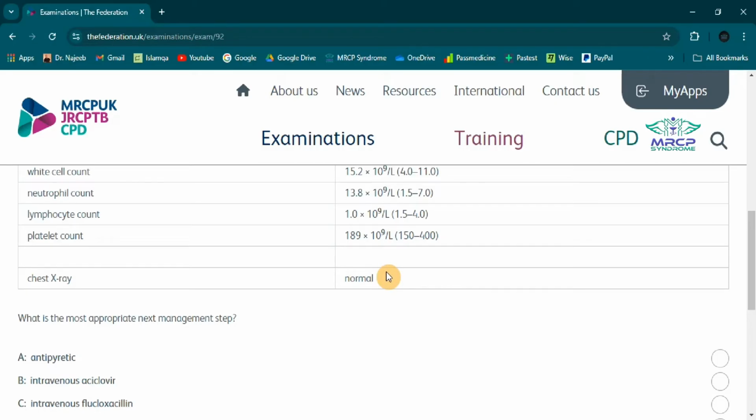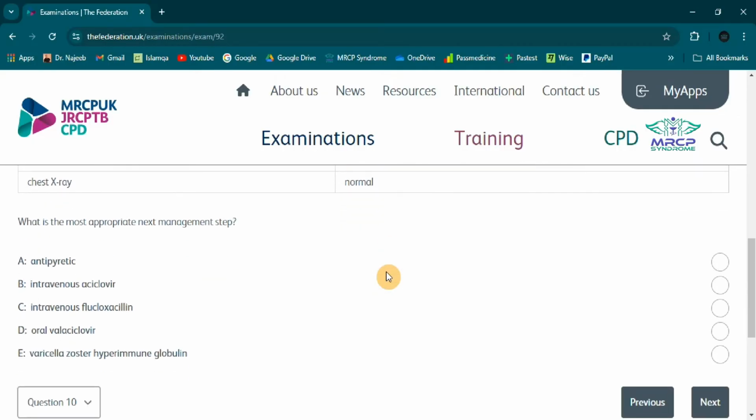So considering the immunosuppressed state and the clinical presentation suggestive of disseminated VZV infection, which one would be the most appropriate next management step? IV acyclovir. Yes, we will be going for the IV acyclovir. It would be the most appropriate and urgent treatment to control the infection and also to prevent life-threatening complications.